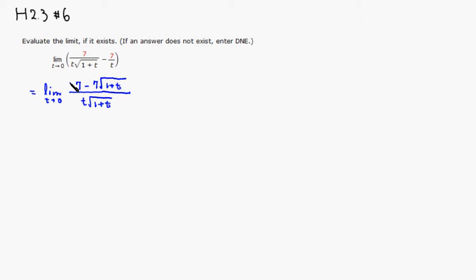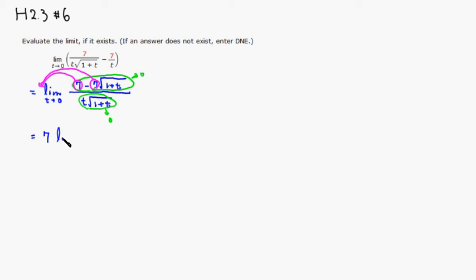Then you notice that as t goes to 0, the denominator goes to 0, and the numerator goes to 0 because it's going to be 7 minus 7. So the first thing we can do, which I should have done before, is notice that 7 is in common. This is just a constant multiple, so I'll place it in front. Pull that out, so 7 is just outside here.